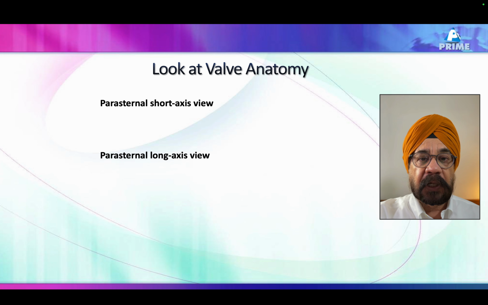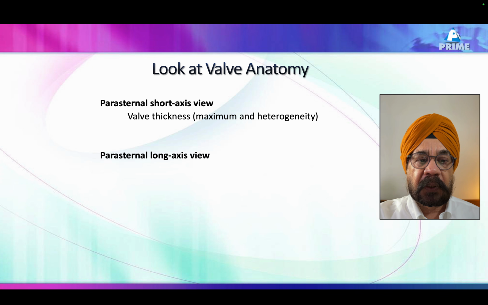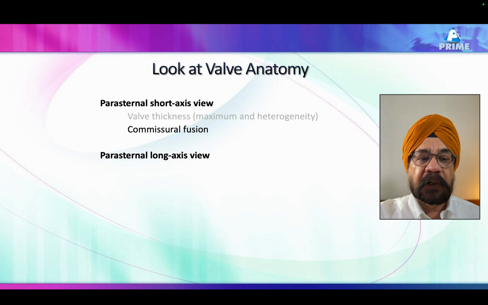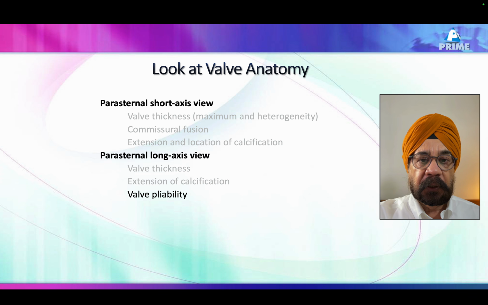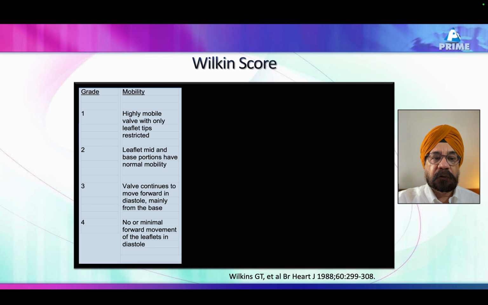So once you've done with the gradient, you've done with the mitral valve area, now you look at the mitral valve anatomy for feasibility of balloon mitral valvuloplasty. You see the thickening of the valve, the commissural fusion, then you see the valve thickness, extension of the calcification, subvalvular apparatus, and these are the scoring methods. Wilkins is the most common.